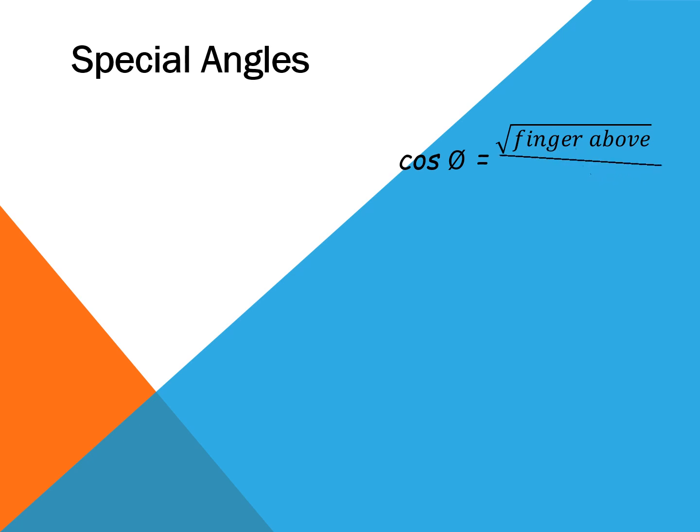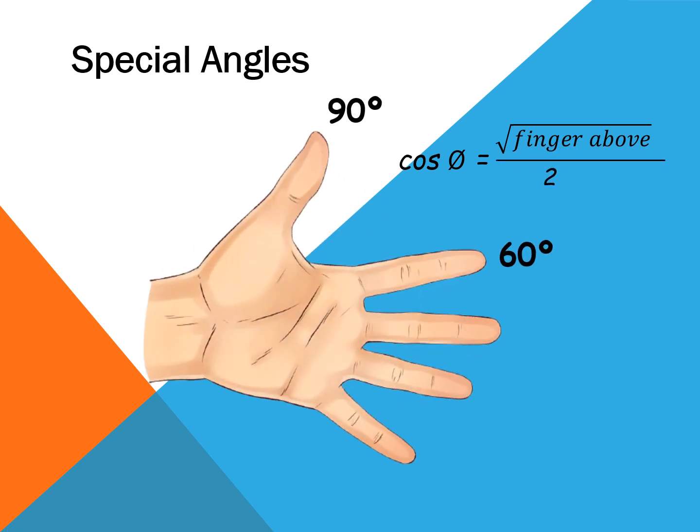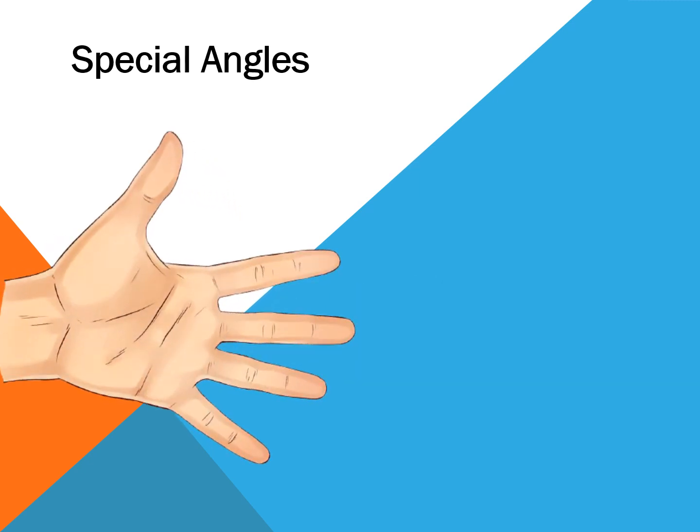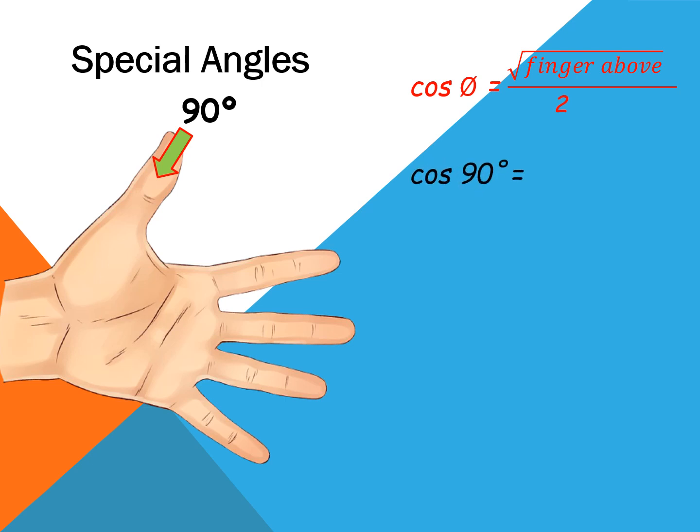Cosine theta is equal to the square root of fingers above over 2. So, we will take the cosine of the 5 special angles, wherein the cosine is equal to the square root of fingers above over 2. Let us start again with 90 degrees. How many fingers above 90 degrees? Since there is no finger above the arrow for cosine 90 degrees, cosine 90 degrees is equal to square root of 0 over 2, or equal to 0, because the square root of 0 is equal to 0. 0 divided by any number is equal to 0.